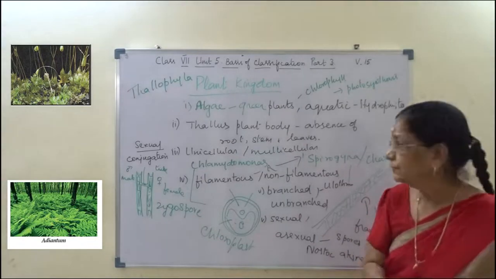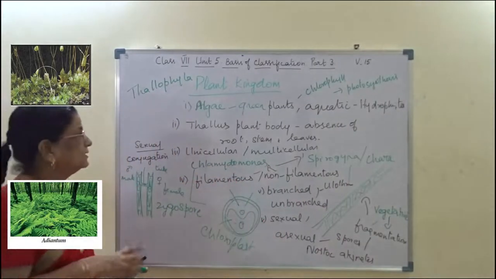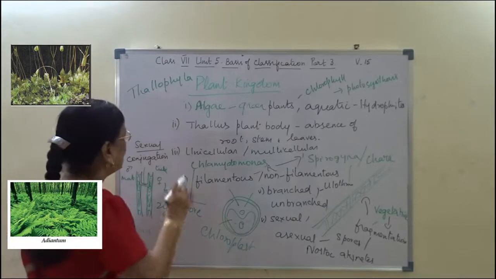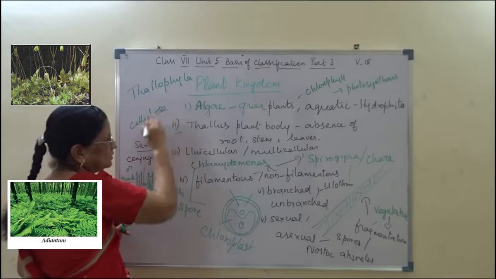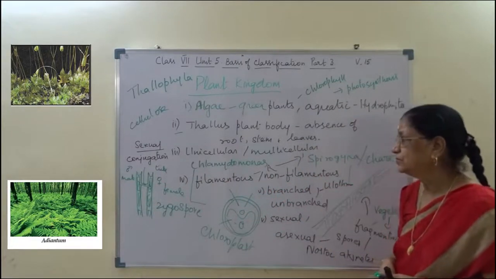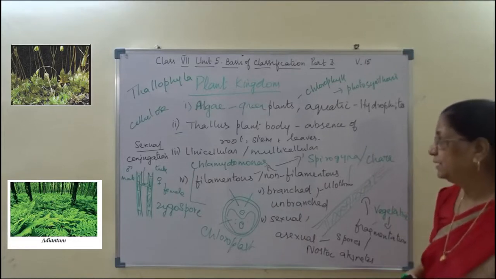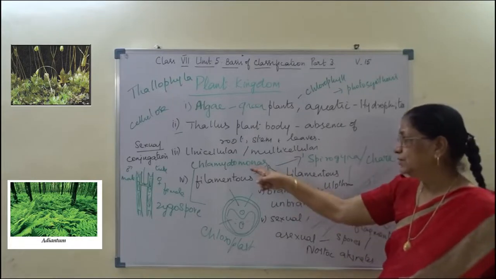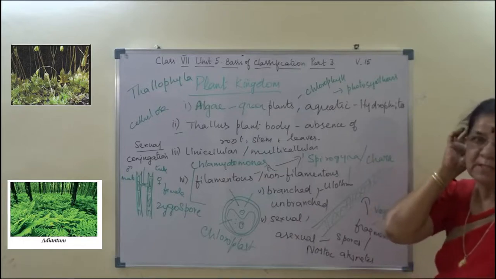I hope you understand. Then one more: thallus is the plant body, with absence of root, stem and leaf. The cell wall material is called cellulose. The algal filaments are microscopic. They may be unicellular or multicellular. Unicellular, example Chlamydomonas; multicellular, Spirogyra and Chara.